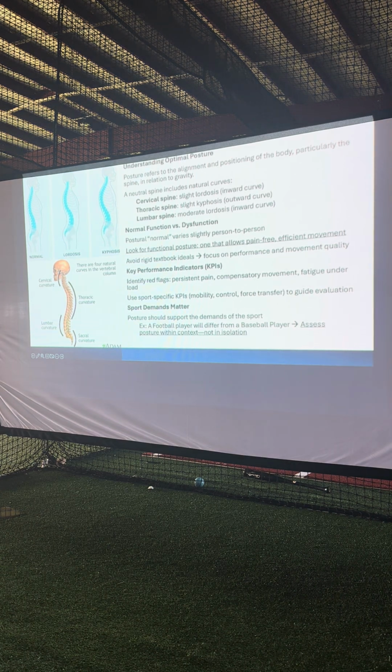For example, the workouts you see Drew Sample doing are going to be so different than what you see our guys doing. Partly that's because the load and the compression he has to take on is way different than our rotational sport athletes. So the sport demands do matter, and understanding how that affects normal.